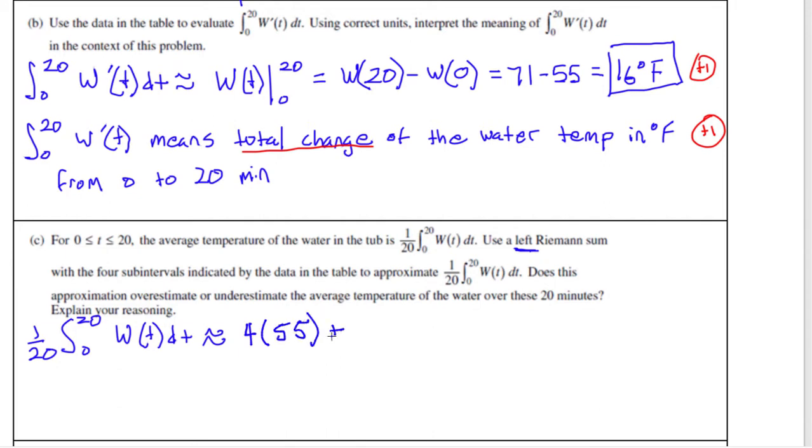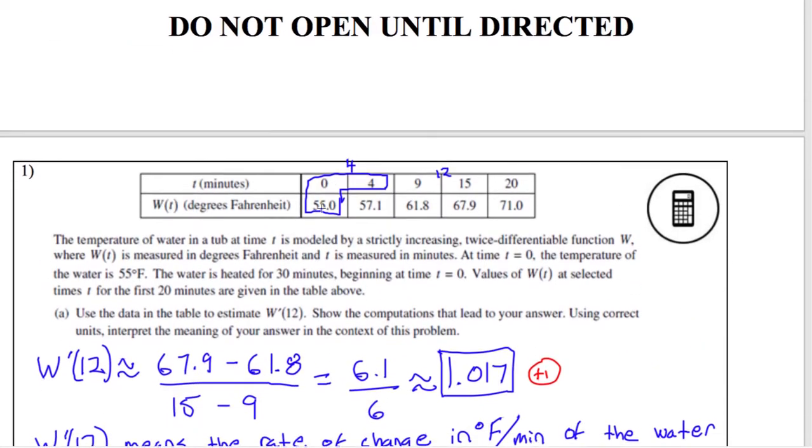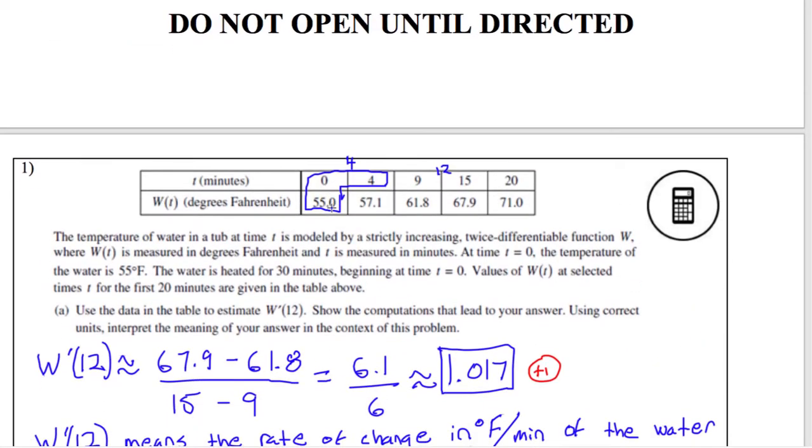Wait, so the left one is the one that's pointing right? Yes, it's pointing right, or you use the leftmost points. Super annoying. Okay.